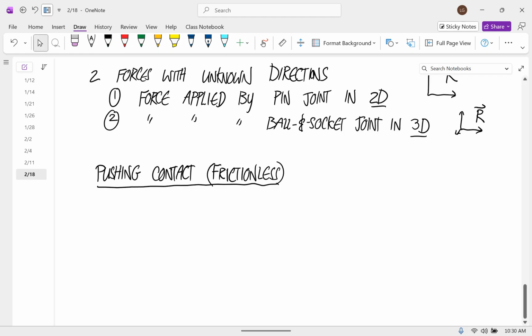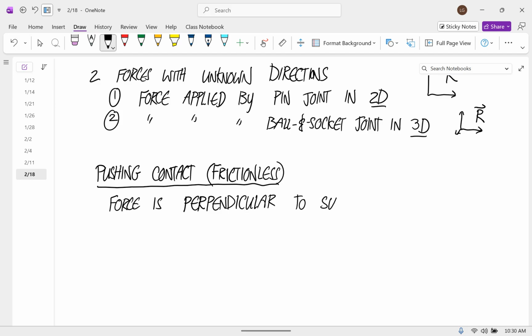And the rule for a pushing contact, if something is pushing on your chosen body, the force is perpendicular to the surface of contact and toward the chosen body. Okay. And this is very intuitive.